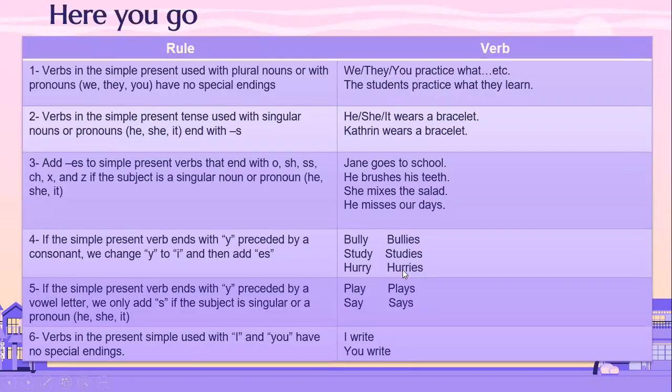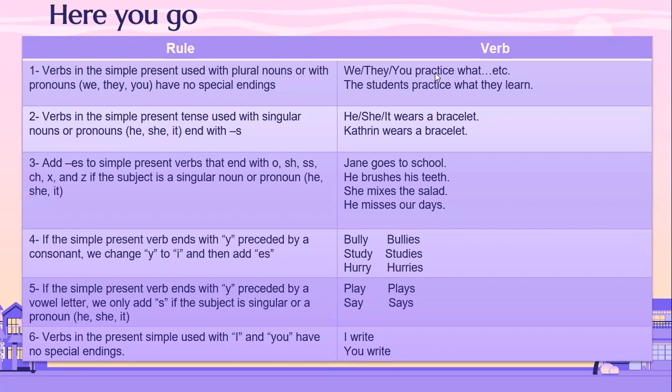Okay, so here is the next slide. And here you have the rules. These are the rules that I wanted you to deduce from the previous activity. So the first rule is the following: verbs in the simple present used with plural nouns or with pronouns, we, they, you, have no special endings. For example, we, they, or you practice.